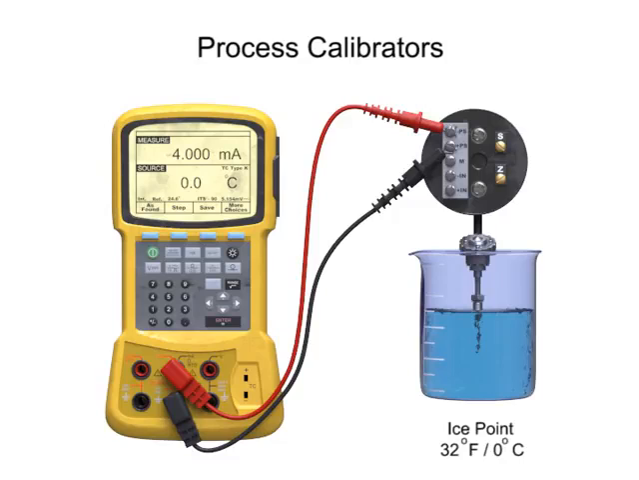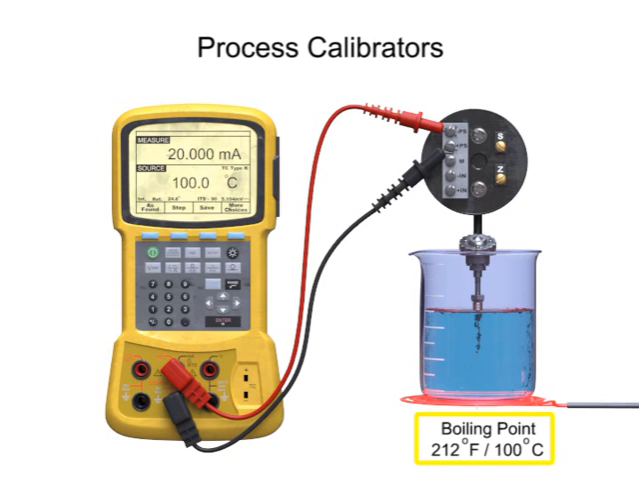The accuracy is determined by measuring the temperature of water at 0 degrees Celsius and 100 degrees Celsius, representing freezing and boiling points of water. Connecting the RTD output to the calibrator, the measured temperature is displayed using the measure function.